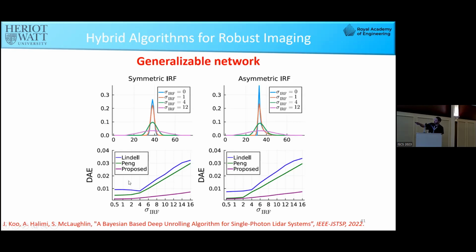If you see in the bottom left image, we are representing the variation of the depth absolute error with respect to sigma IRF. If sigma IRF is large, it means that we deviate more from the training data. And you see that Lindell and Peng, shown in blue and green, deviate rapidly, while the proposed one is quite robust to this shift between training and testing data. And actually, this happens also when the impulse response is asymmetric. As you can see in the right images here, if the shape of the impulse response is asymmetric, it still works.